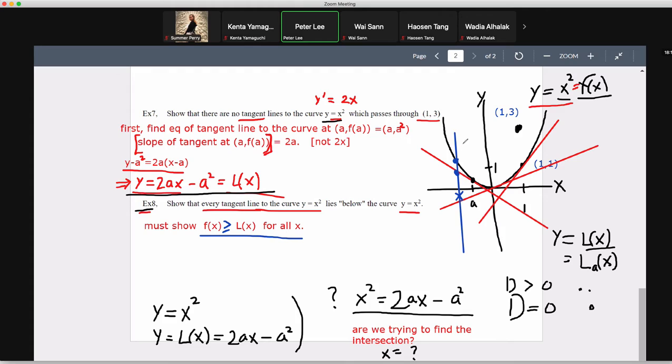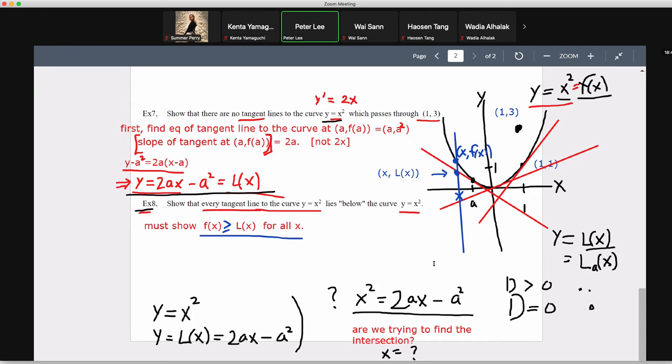So this point right here, what is this point? This point is going to be x comma f of x. And what is the point on the line? That point is x comma L of x. And this point right here is x comma L of x.